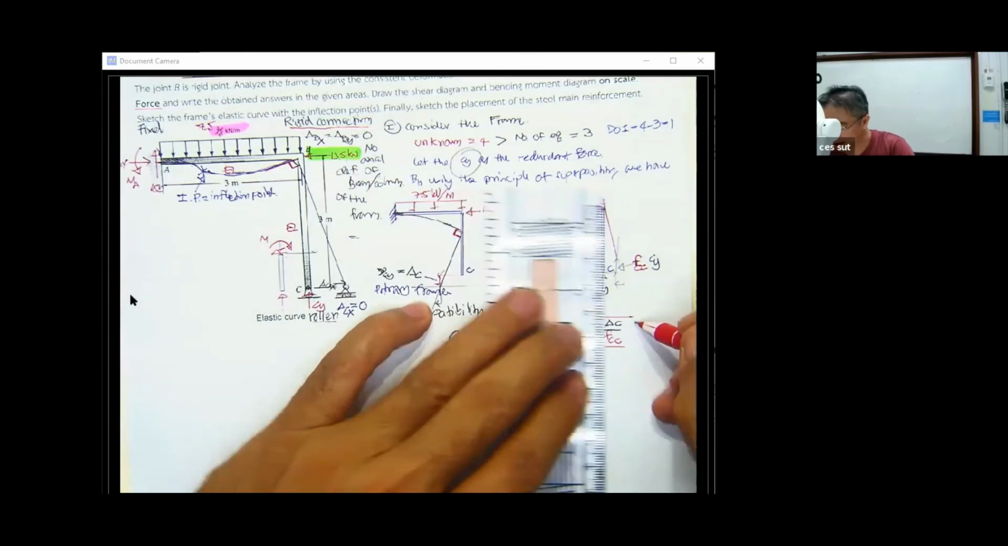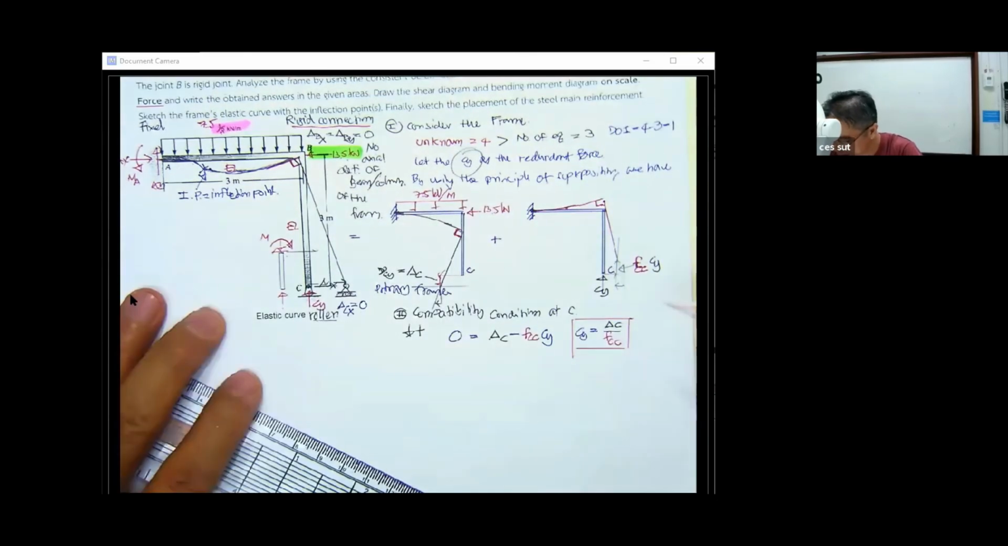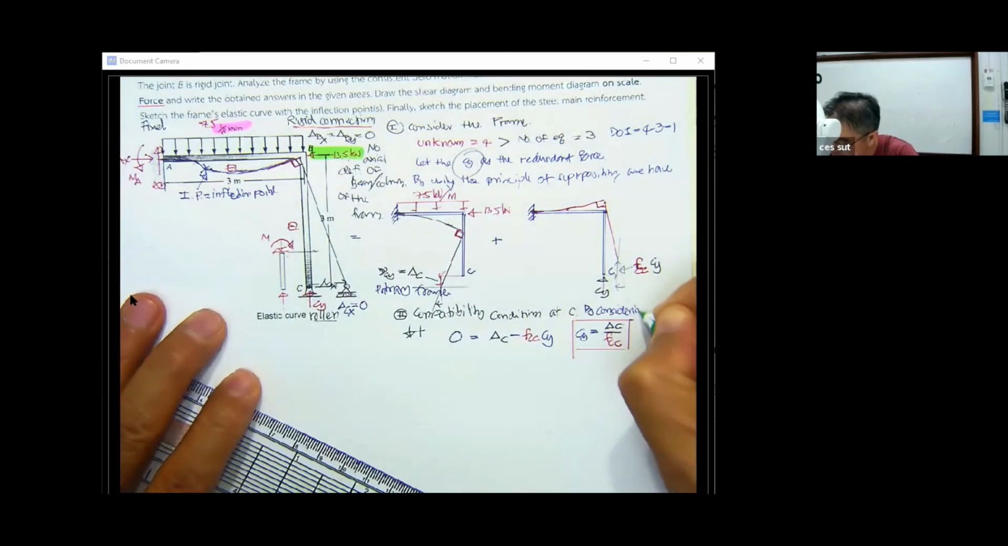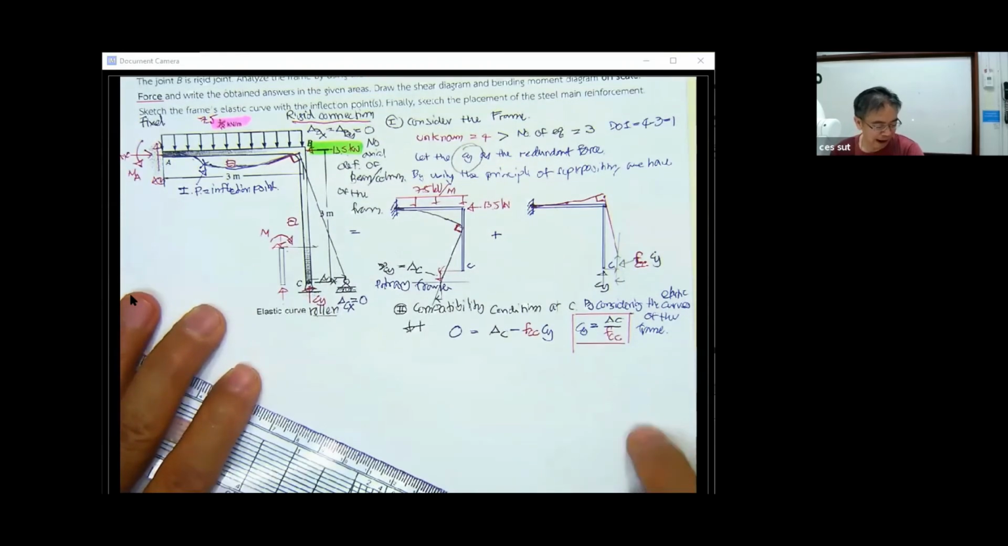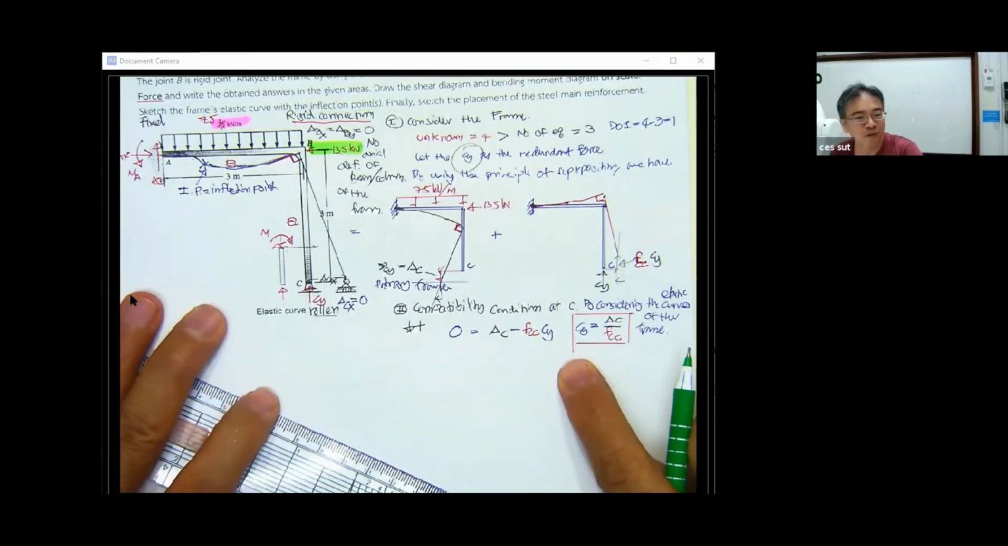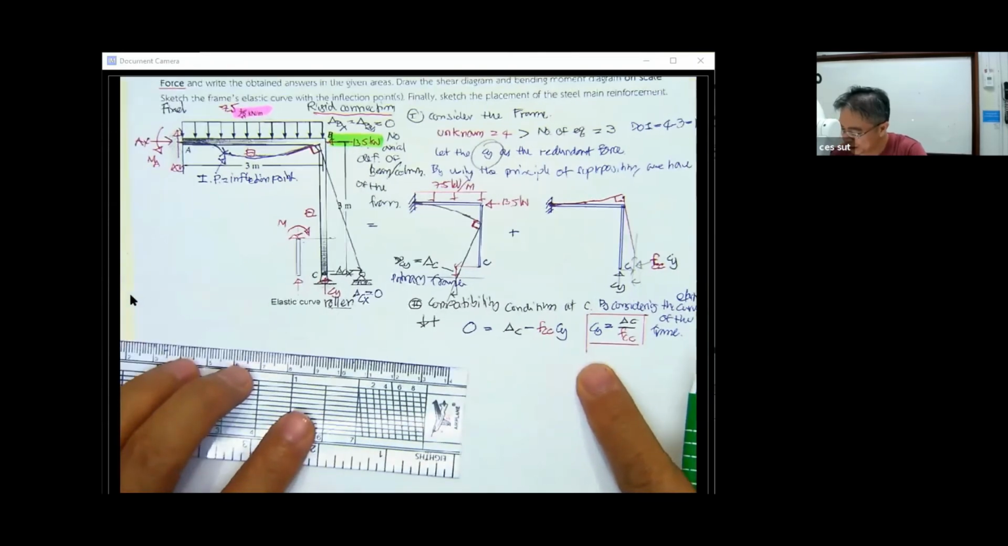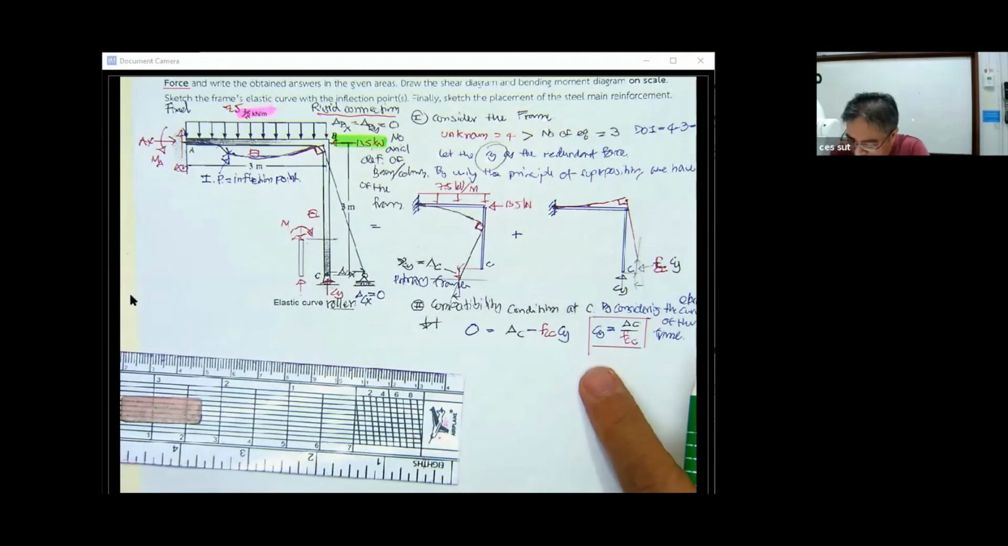Okay, we have this one as a compatibility condition at point C, and by considering the elastic curve of the frame, you have to show how this equation comes about. And now we have to work on the big problem. You have to determine the force-displacement relationship.